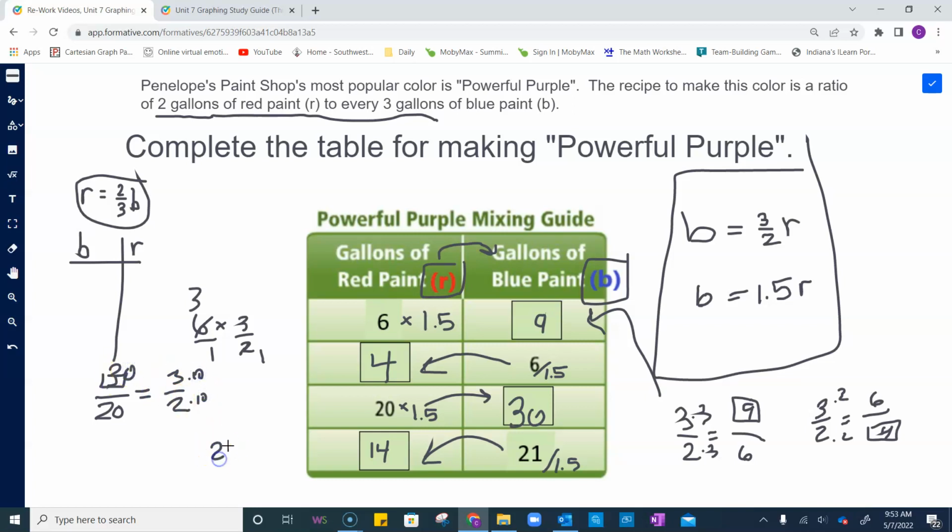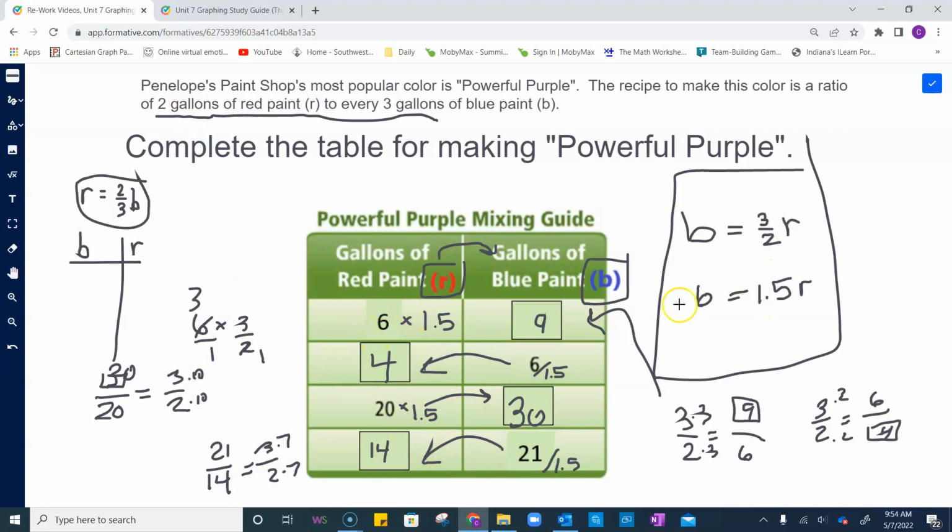And finally, the 21 and 14 equals 3:2. Whoops, we don't know 14. Sorry about that. Got a little ahead of myself. 3:2. And you would have multiplied that by 7, so you'd have to multiply that by 7 to generate that 14.